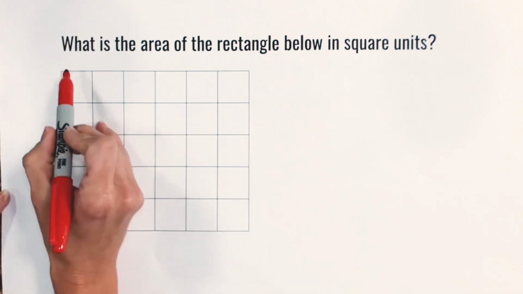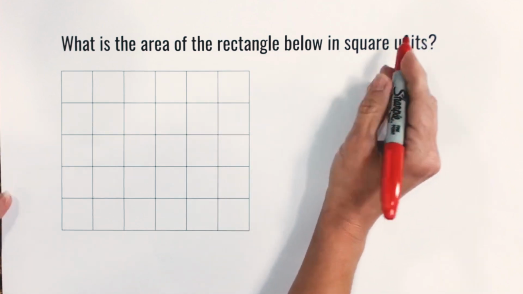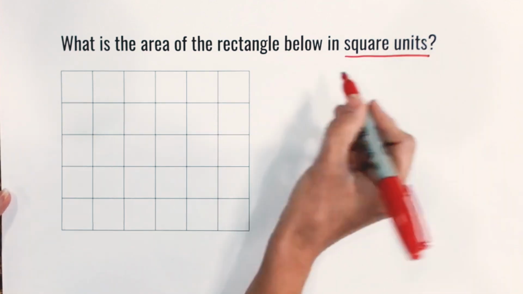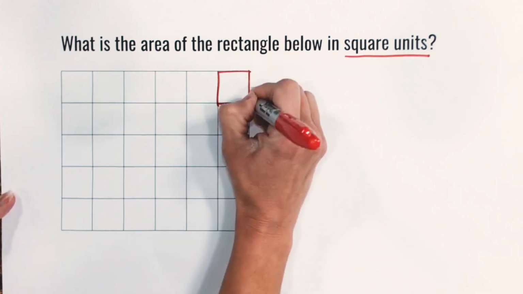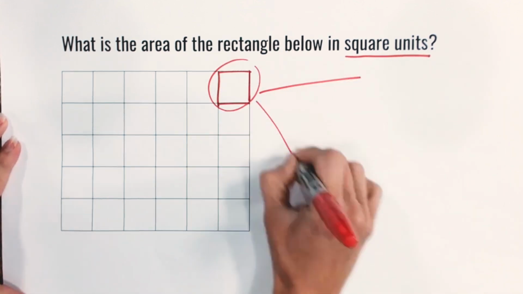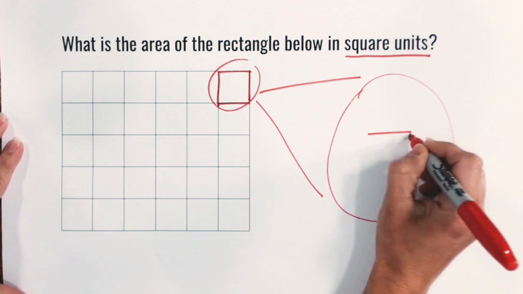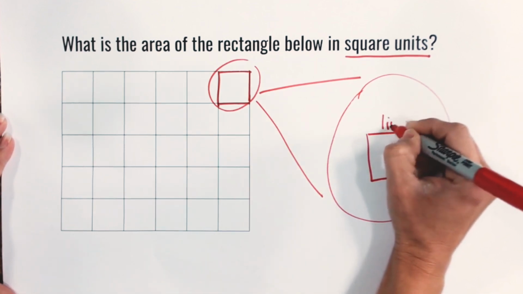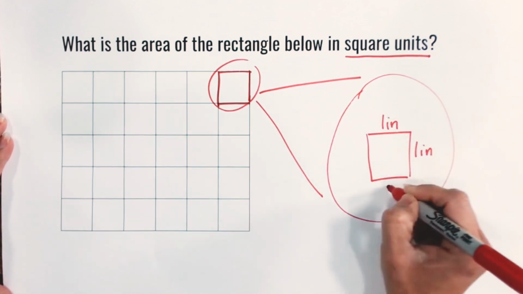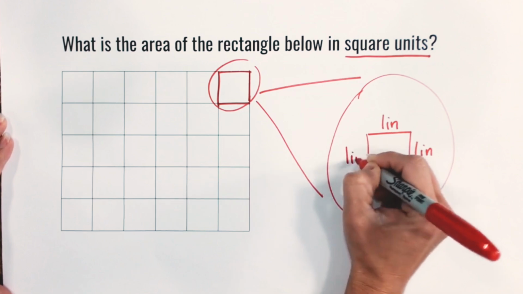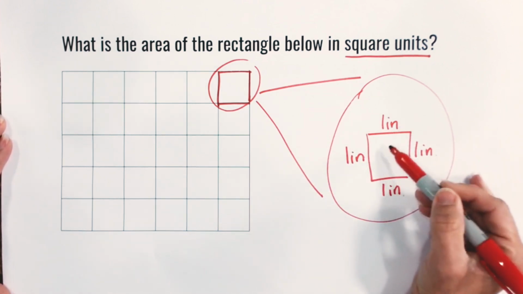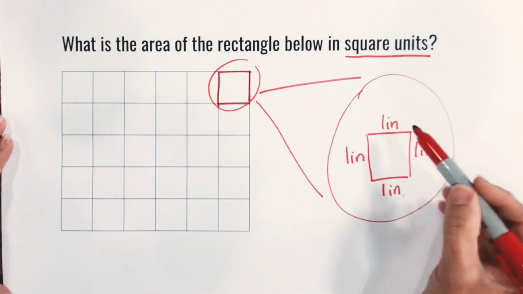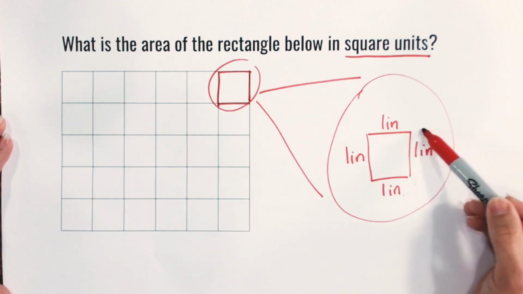So in this example, it says, what is the area of the rectangle below in square units? Now, we're going to be focusing on a square unit. If we look at one of these squares and we were to blow it up, it would be a square that is 1 inch by 1 inch. Now I used inch in this case, but it could be foot or yard or meter or centimeter. But students need to know that it is 1 by 1.